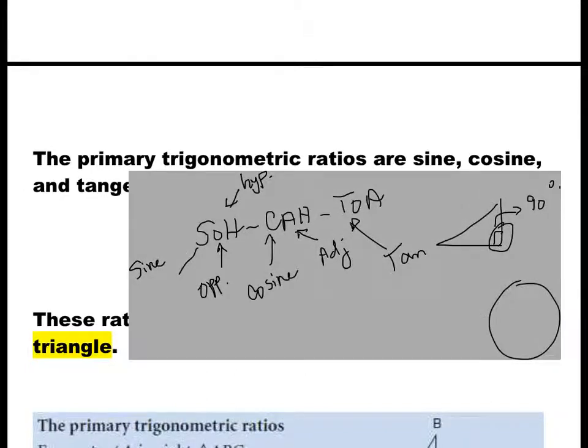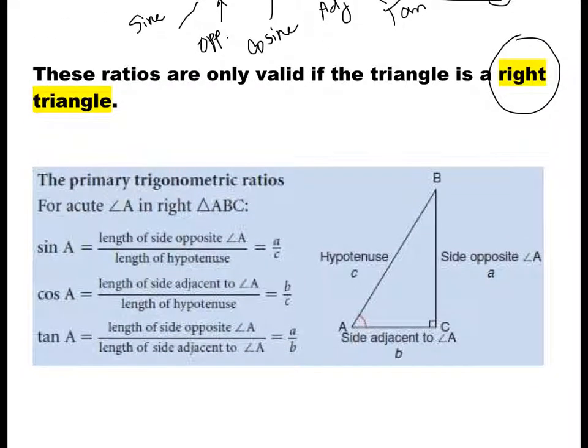Now, just to give you the formulas, these are the primary trig ratios. Sine A is opposite divided by hypotenuse. Cos is adjacent divided by hypotenuse, and tan is opposite divided by adjacent. Now, if you look at this triangle ABC, for sine A, opposite is the side which is in front of it, which is CB, divided by hypotenuse, which is AB.